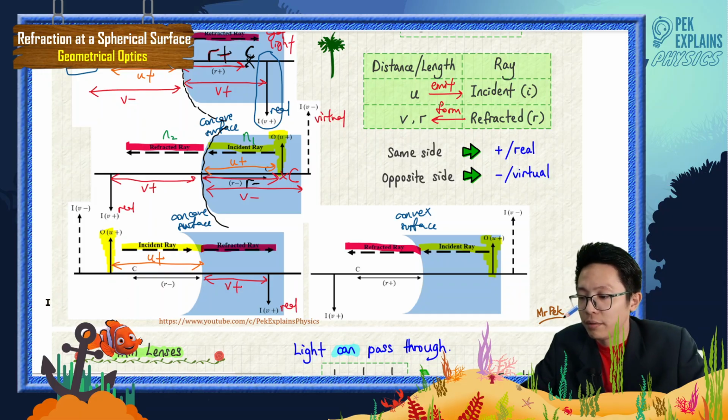And then what about if the image is formed over here? Real image is always inverted. Virtual image is always upright. Okay. And then what about this one?